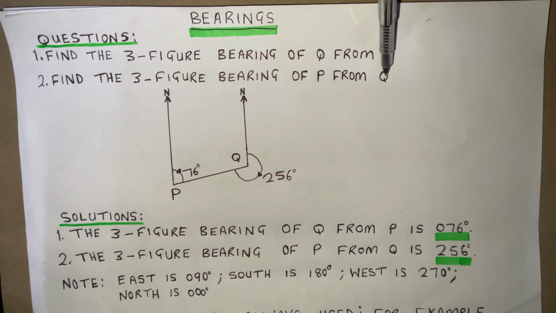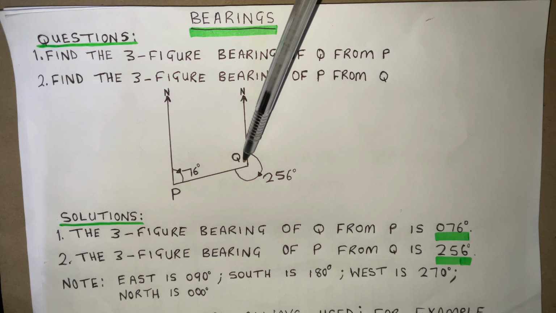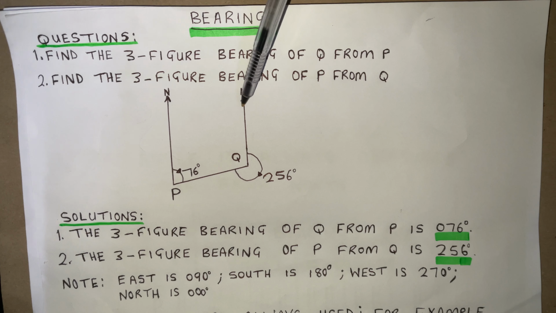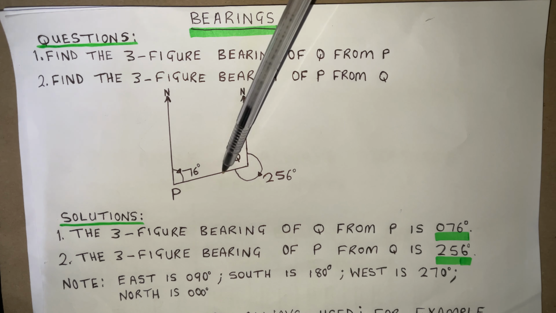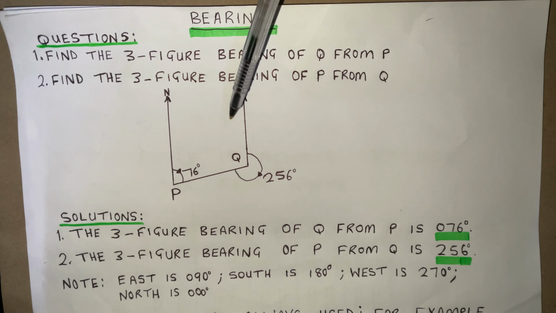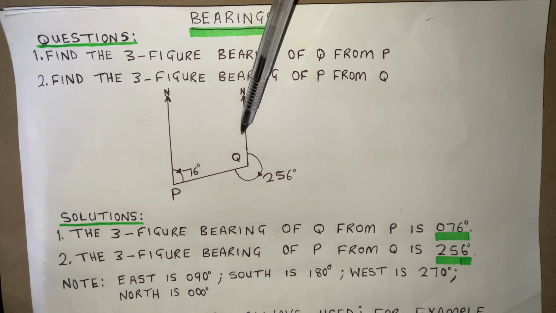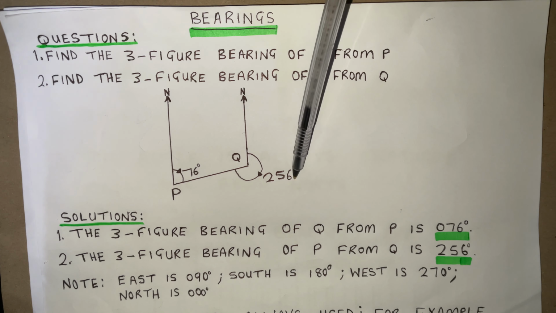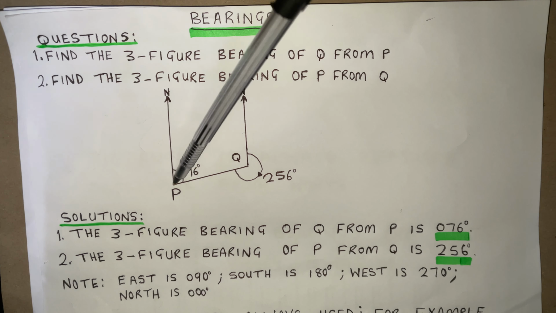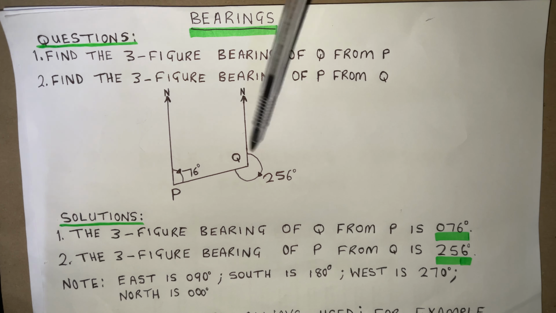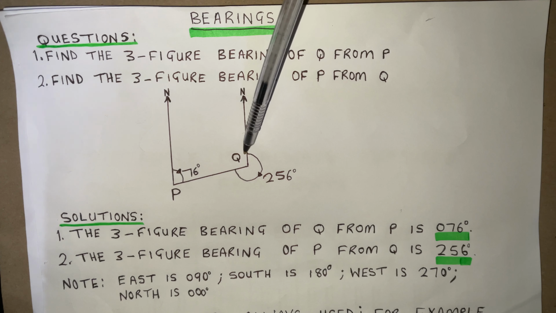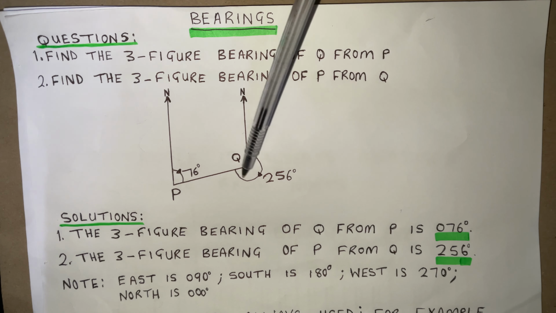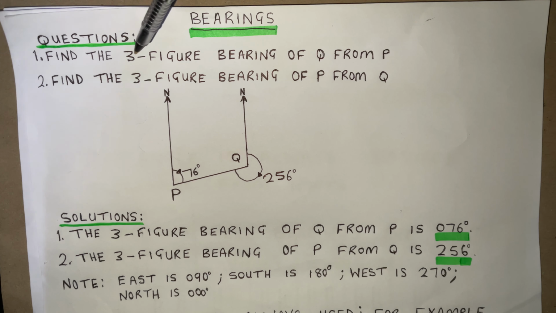The second question says find the three-figure bearing of P from Q. So our reference point here is Q. We draw a north line at Q. We don't go to the left, as this is the shorter distance. According to the rules of three-figure bearings, we have to measure from north clockwise till we touch the line which goes to P. In this case, it's 256 degrees.